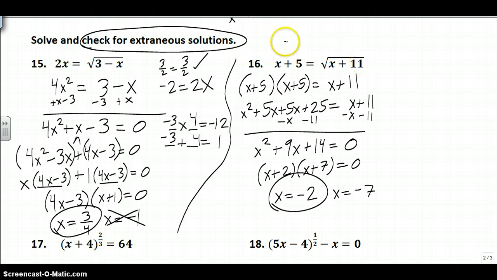Negative 7, however, negative 7 plus 5 is negative 2. Negative 7 plus 11 is the square root of 4, which is 2, which does not work. Okay, make sure you're checking these answers. If you just circle both of them and move on, you're going to be wrong.